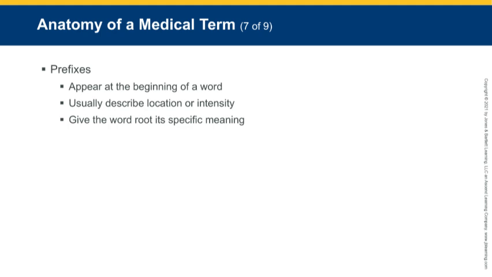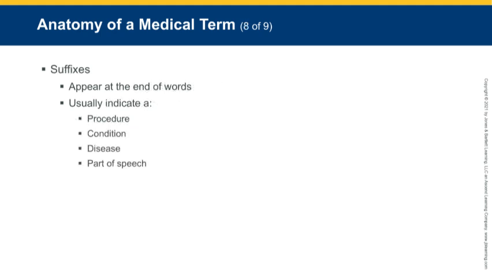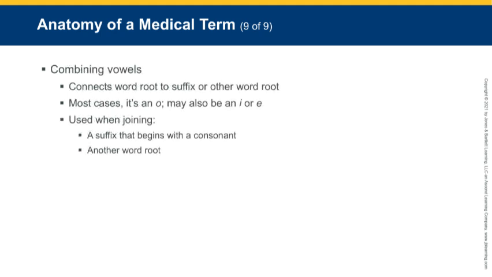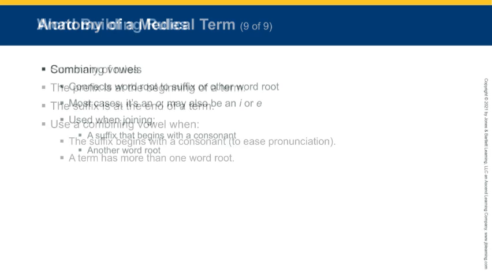Prefixes appear at the beginning of a word and describe location or intensity, providing specificity to the term. Suffixes appear at the end of a word and typically indicate a procedure, condition, disease, or part of speech. Combining vowels, usually o, connect word roots to suffixes or other roots, making terms easier to pronounce.